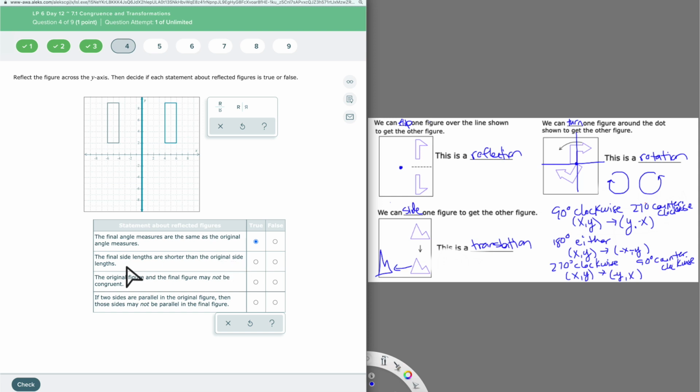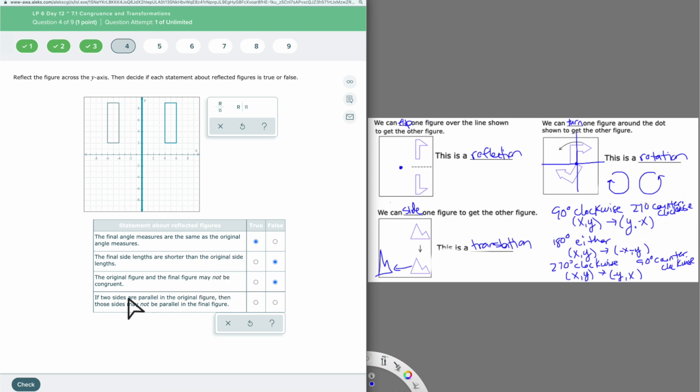The final side lengths are shorter than the original side lengths. Well, that's not true. I can definitely see that these guys are the same length here, and they're both 2 units apart here. So that's not true. They're not shorter. That was a change. Nothing changed. The original figure and the final figure may not be congruent. Oop, that's may not. That's not true.